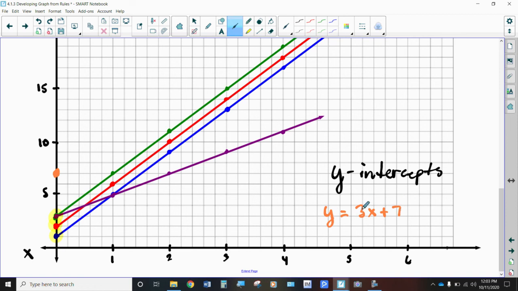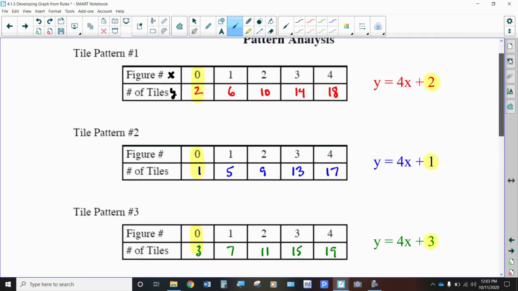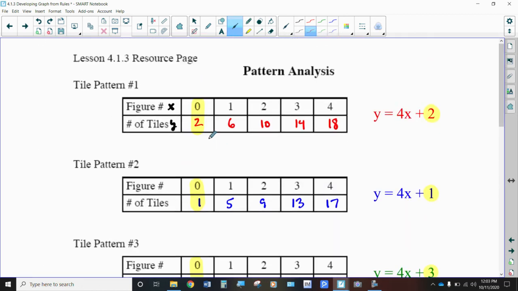And now let's look at the growth rates. Where do we see the growth happening in each one of these tables? Well, the growth is how much it's adding every single time.